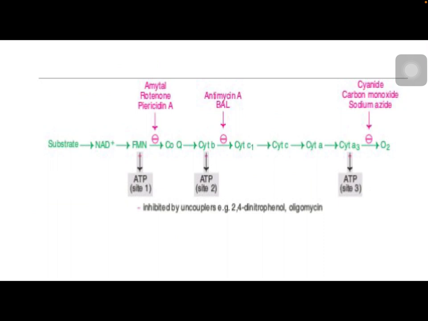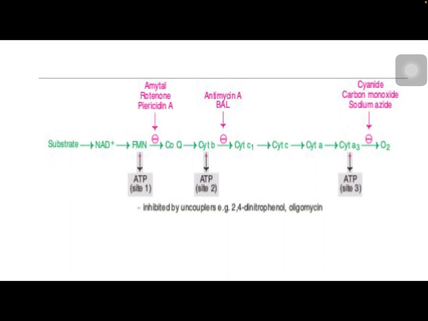Some inhibitors are there, which may completely or partially inhibit the transport of electrons. From complex 1 to complex 2, that is FMN to cytochrome B, amytal, piericidin and rotenone are the classical examples of site 1 inhibitors. For cytochrome B to cytochrome C1, amytal and British anti-lewisite are inhibitors which will reduce or completely inhibit the transport of electrons from cytochrome B to cytochrome C1.